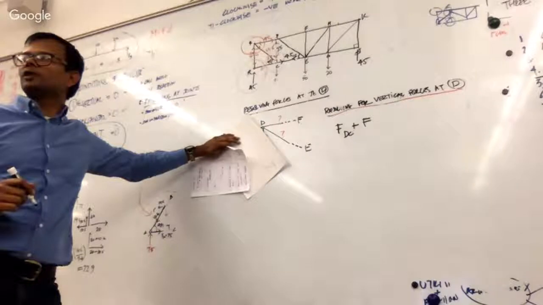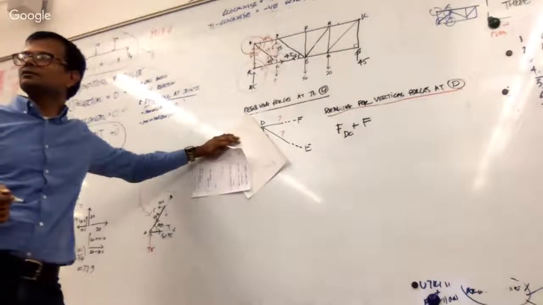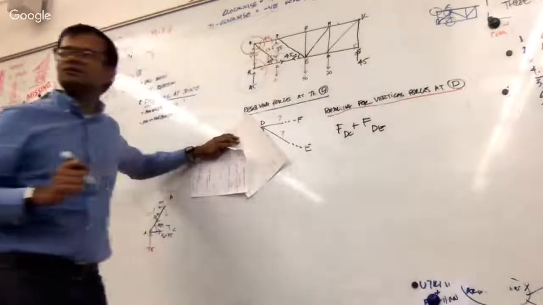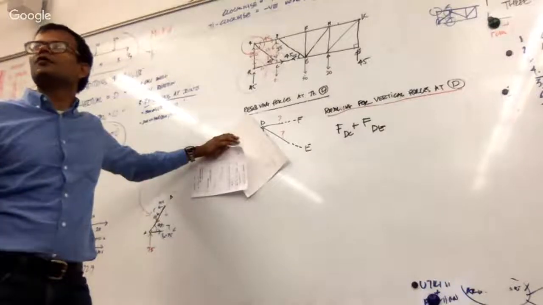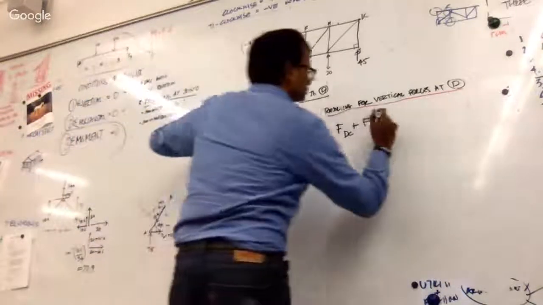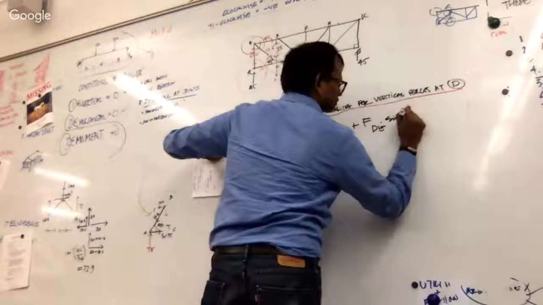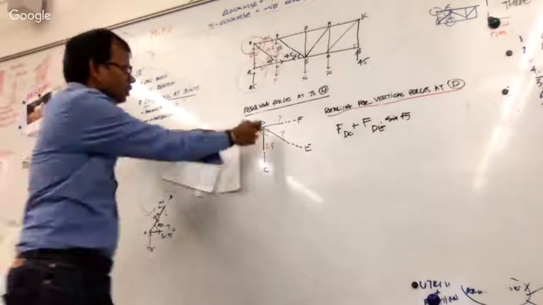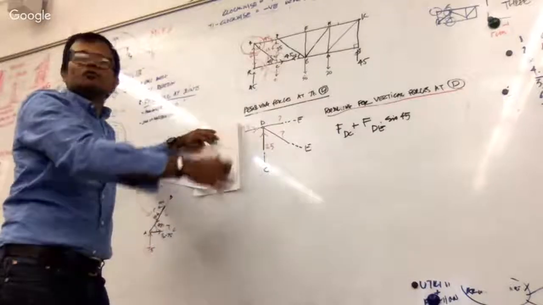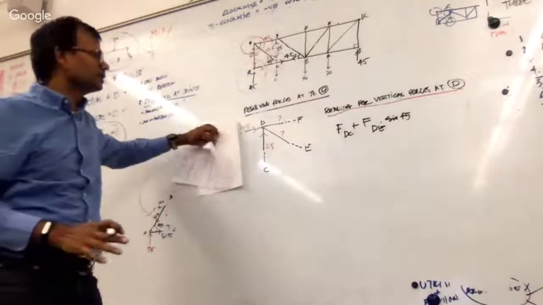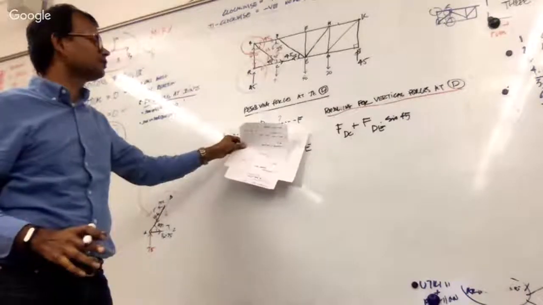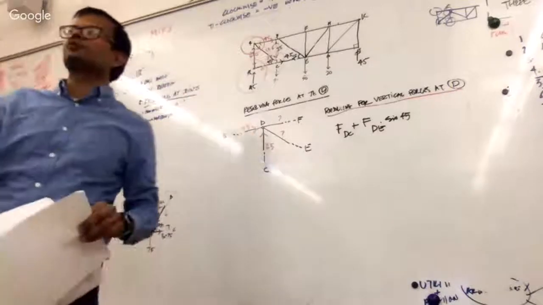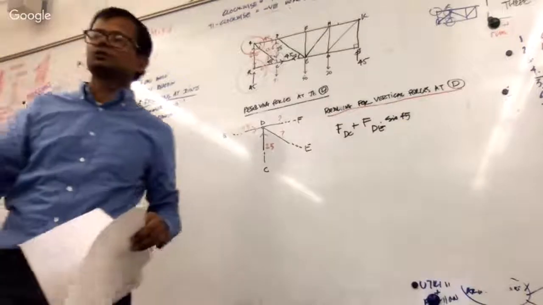Ben, the vertical component of DE is FDE, correct? Yeah. Sine 45. Why sine? That's the vertical component of an angular force, right? Because it's an angular force. Any angular force has a vertical and horizontal component. This is not an angular force. It's a purely vertical force. That's why the entire force applies, right? How about DF? Does DF have a horizontal or vertical component? It doesn't.